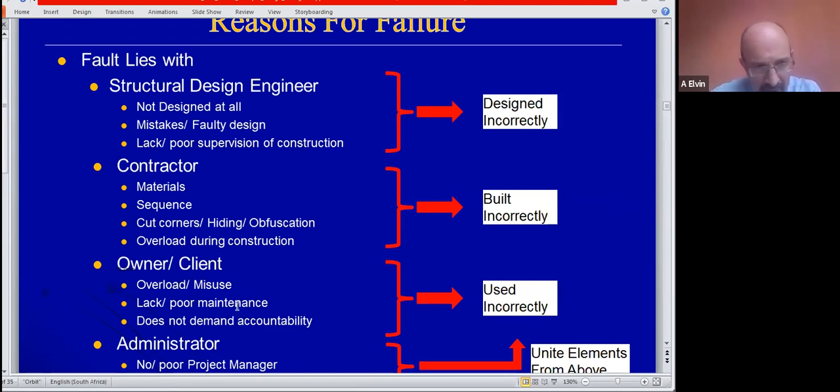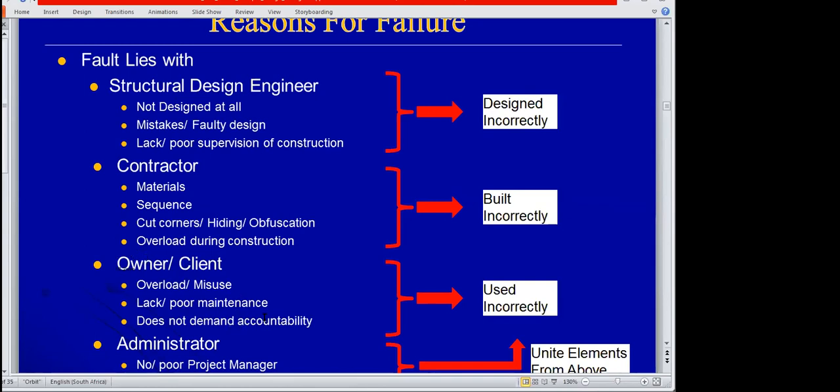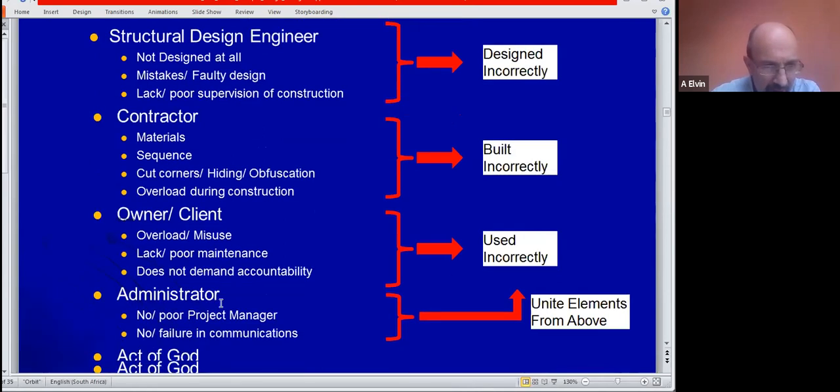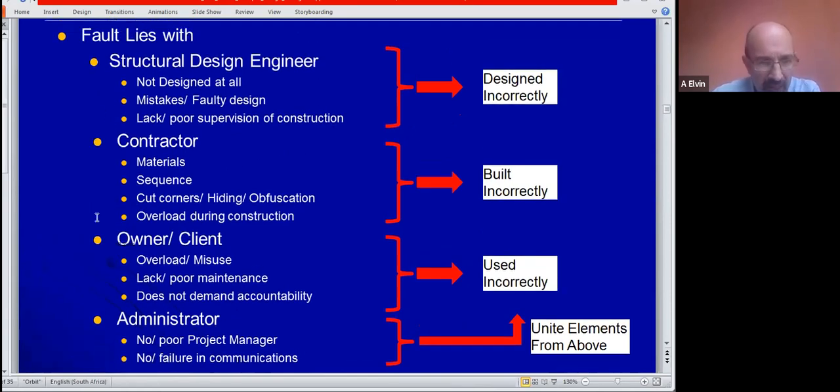Lack of and poor maintenance, and the owner does not demand accountability from his professional team, who does not supervise the contractor. So this could become a very complicated flowchart. In fault attribution, every single party will point a finger at everybody but themselves. And then, of course, there is the act of God. The act of God has been recently blamed for most failures, when in reality the acts of God are very, very rare, and they can mostly be attributed to one of these people over here.